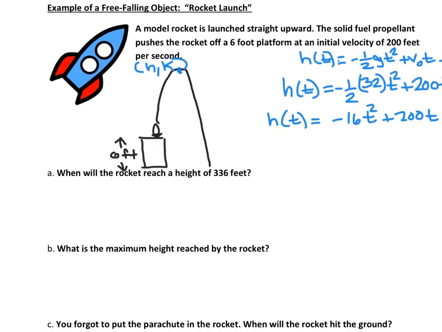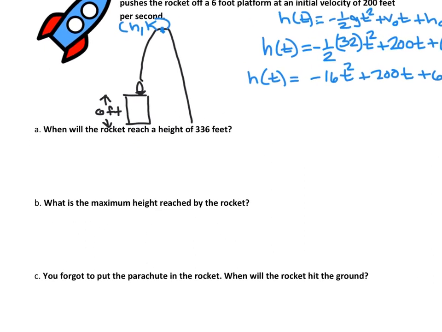Okay, so the first question for us is, when will the rocket reach a height of 336 feet? And so when we're being asked when, you can see we're basically being told to solve for t. When means time. And 336 feet, that's our height, which is the output.